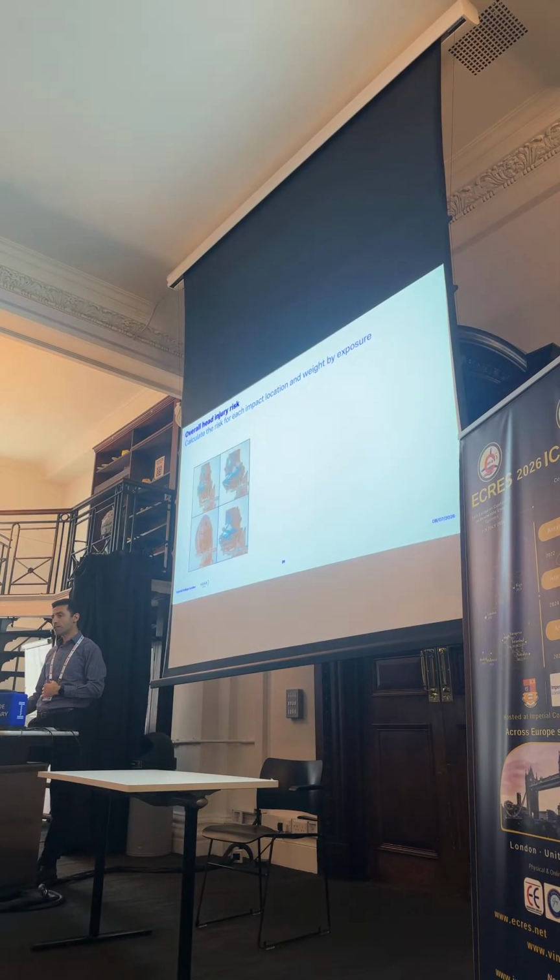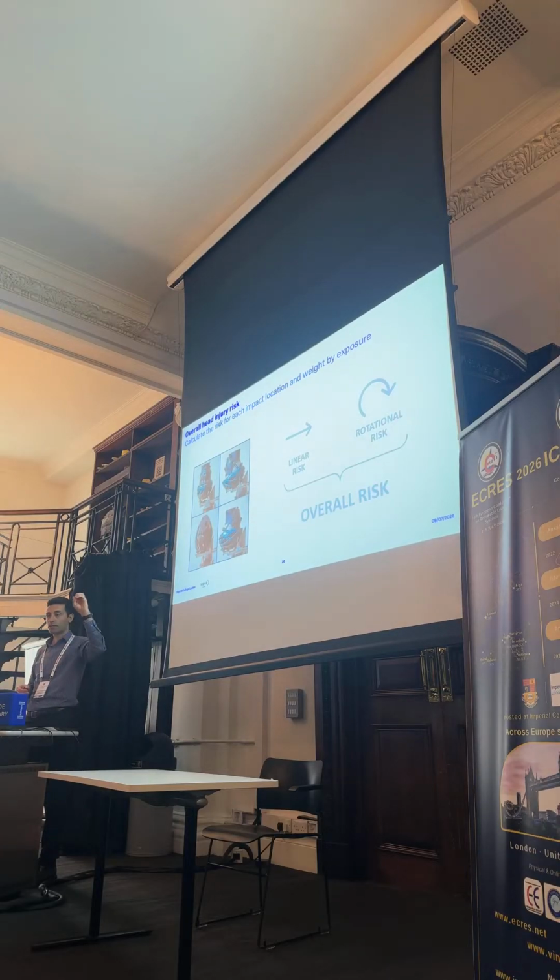All right, so once we have this, we have risk of linear injuries, risk of rotational injuries. We have the weighting from different impacts. Then we apply the weighting to these risks, and then we sum them up. So we have an overall risk for every helmet based on the exposure, weighting, and 2 different types of risk.